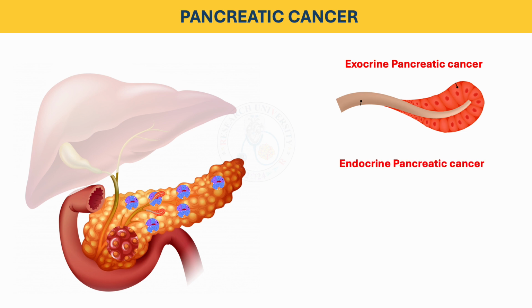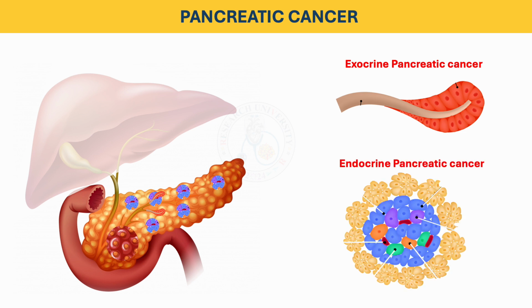This type accounts for the vast majority of pancreatic cancer, arising from the cells that line the pancreatic ducts. The most common form of the exocrine pancreatic cancer is pancreatic ductal adenocarcinoma. The second one is the endocrine pancreatic cancers, also called neuroendocrine tumors or islet cell tumors. These cancers develop from the pancreatic cells that produce hormones such as insulin and glucagon. Endocrine pancreatic cancer is less common than exocrine pancreatic cancer.